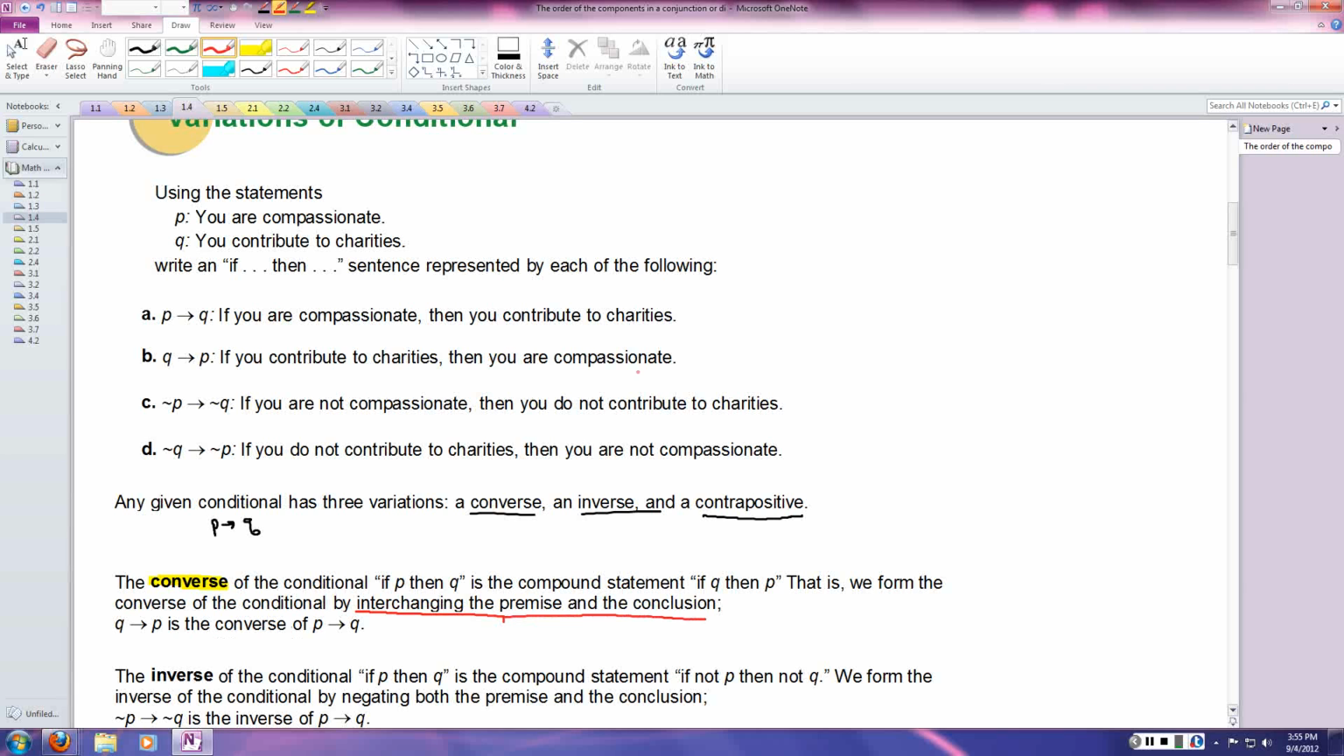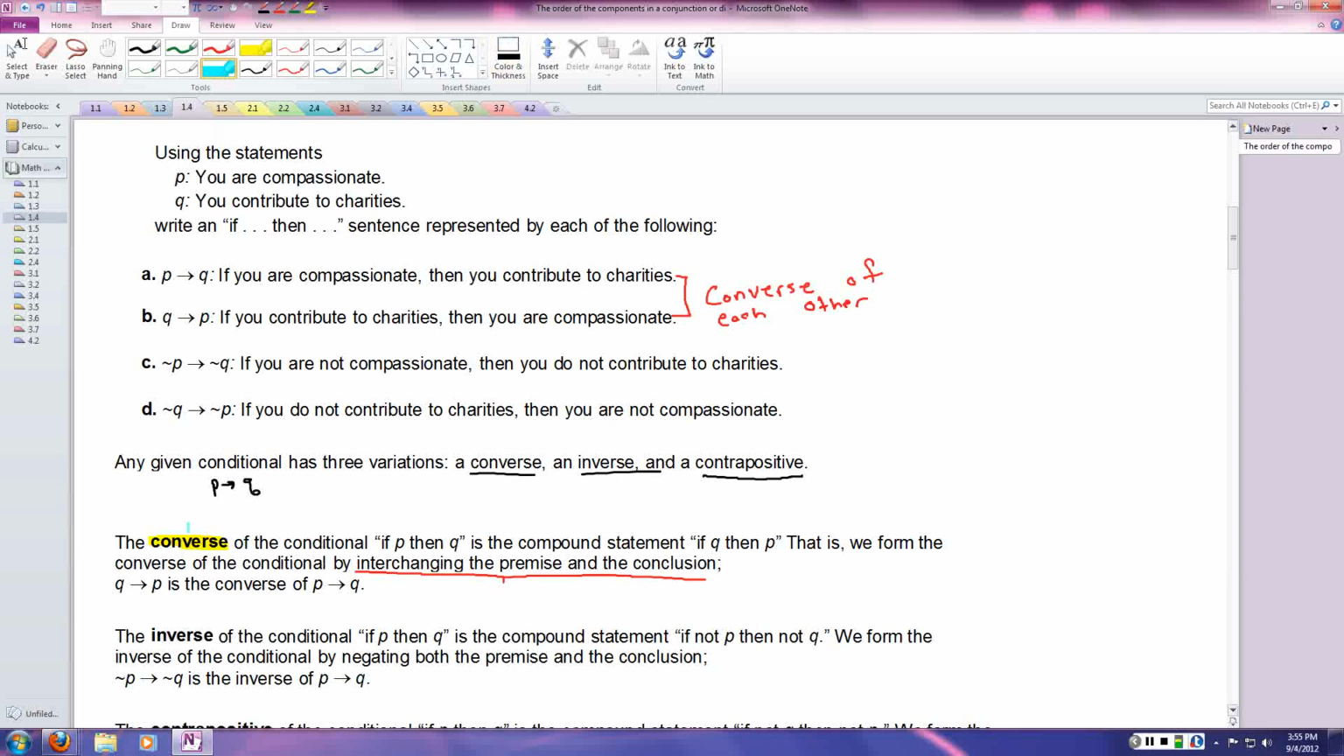If you look, these two here are converses of each other. So if I switch the premise and the conclusion, I get the converse. P implies Q, Q implies P. The converse of the statement if P then Q is if Q then P. So you switch the order of the premise and the conclusion. The next thing we're going to look at is the inverse.